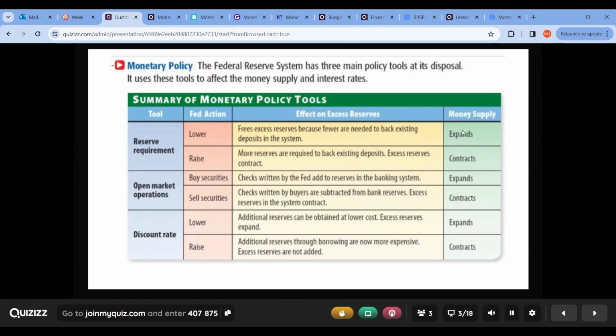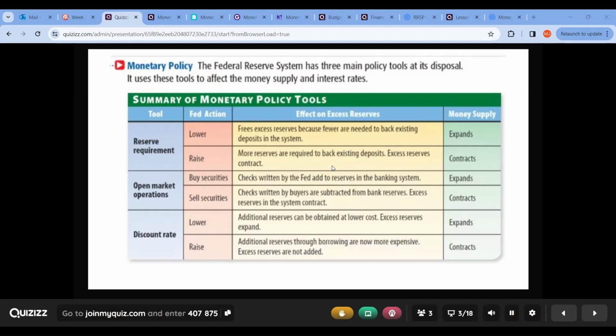And the Bank of Canada can raise the reserve requirement, which means more reserves are required to back existing deposits. That means there's less money that they can lend out, so the money supply goes down. If they have to keep more in reserves, they have less to lend out, so the money supply goes down.